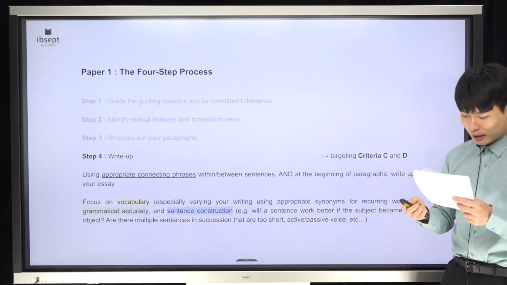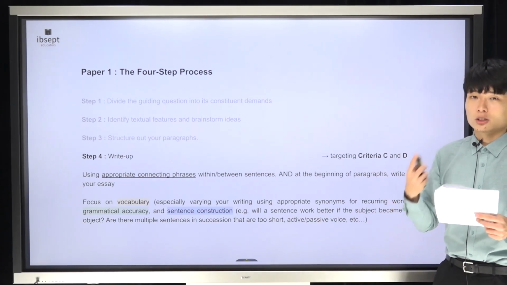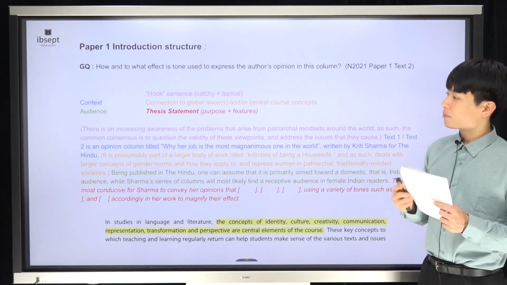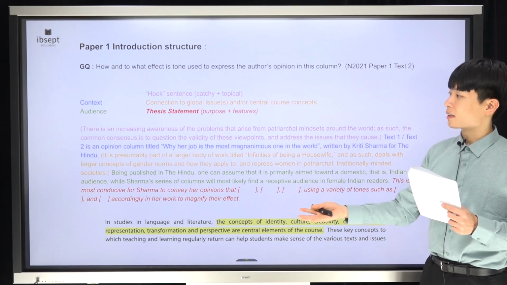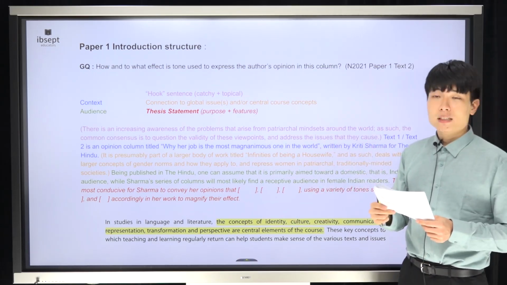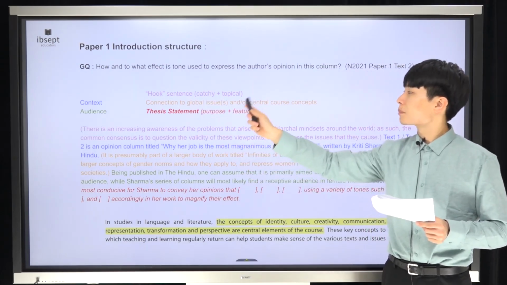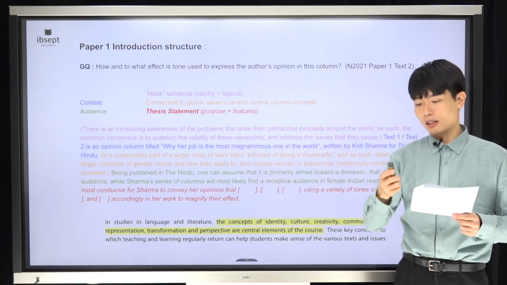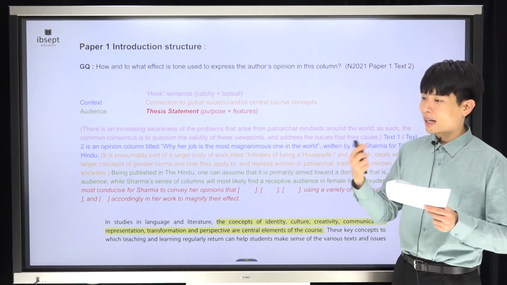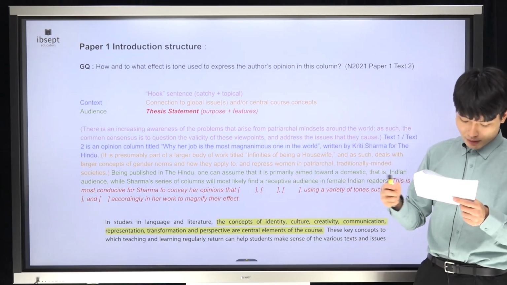I will now briefly cover what both the paper 1 introduction and conclusion should look like. The paper 1 introduction looks something like this. The core aspect of the introduction is the context, the audience, the purpose, and the features of the paper 1 text. Those 4 are the main ideas you want to include in your introduction.